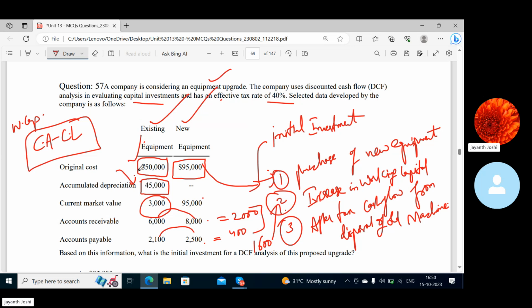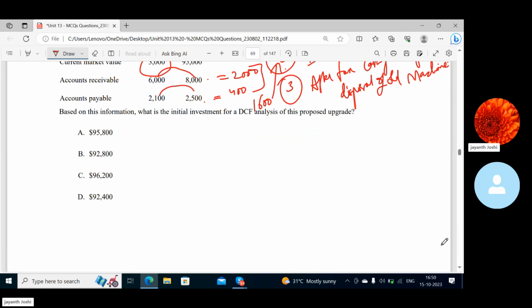So in this, the book value is how much? 50,000 minus 45,000. The book value is 5,000, right? This is the book value which you are showing in the balance sheet after deducting the accumulated depreciation from the original cost, correct? Now we will do the calculation. Proceeds from old equipment. That means what you can get.